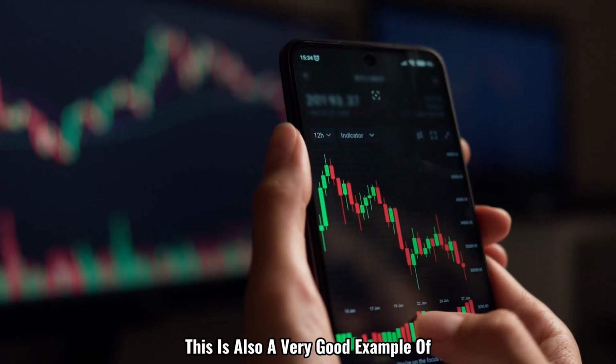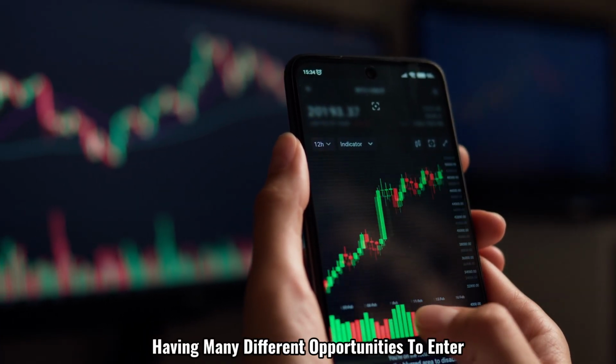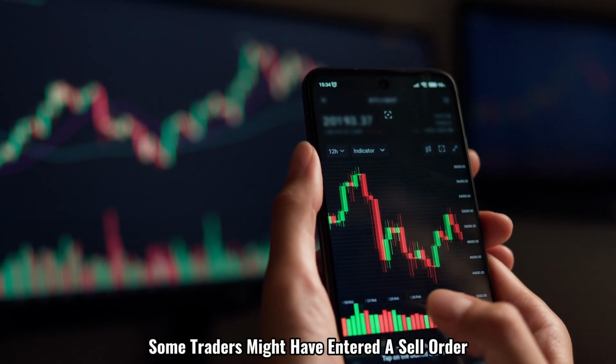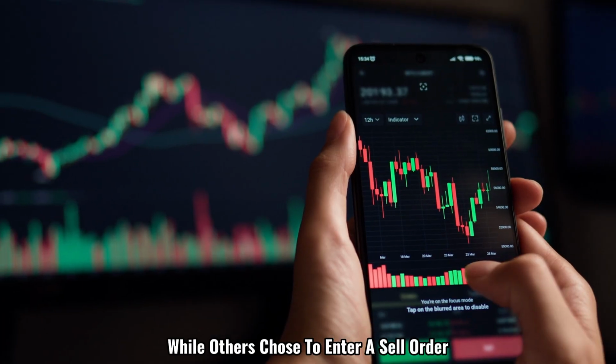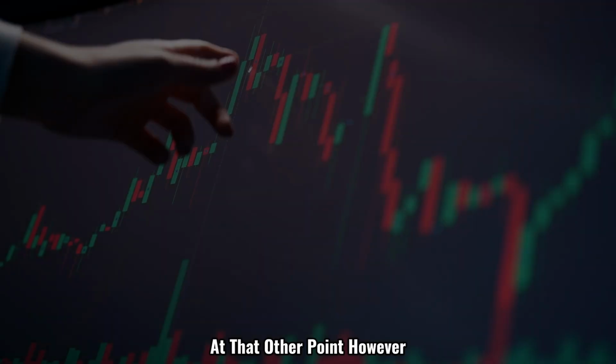This is also a very good example of having many different opportunities to enter. Some traders might have entered a sell order right at this point, while others chose to enter a sell order at that other point.